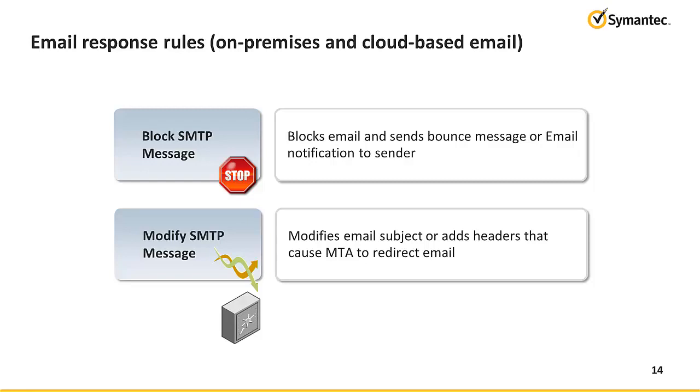The Modify SMTP message response rule modifies email messages that contain the same confidential data or significant metadata. You can use this action to modify the message subject or add specific RFC 2822 message headers to trigger further downstream processing or rerouting, such as message encryption, message quarantine, or message archiving.